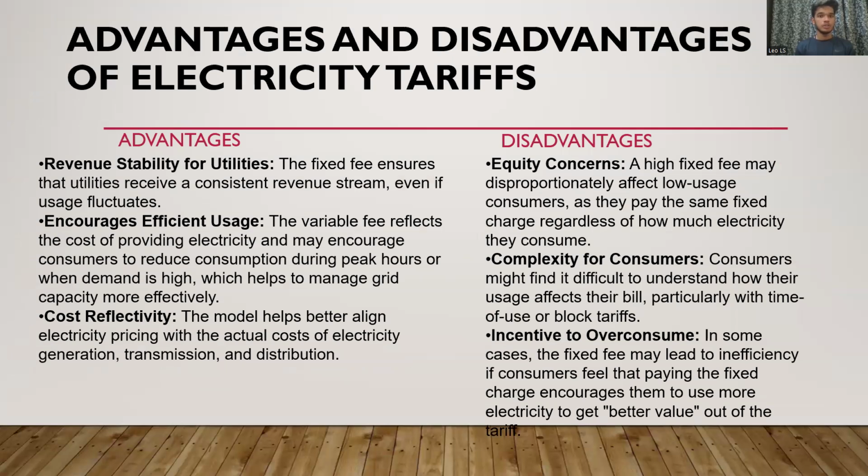Advantages and disadvantages of electricity tariffs. Advantages: revenue stability for utilities. The fixed fee ensures that utilities receive a consistent revenue stream even if usage fluctuates. Encourages efficient usage. The variable fee reflects the cost of providing electricity and may encourage consumers to reduce consumption during peak hours or when demand is high, which helps to manage grid capacity more effectively.